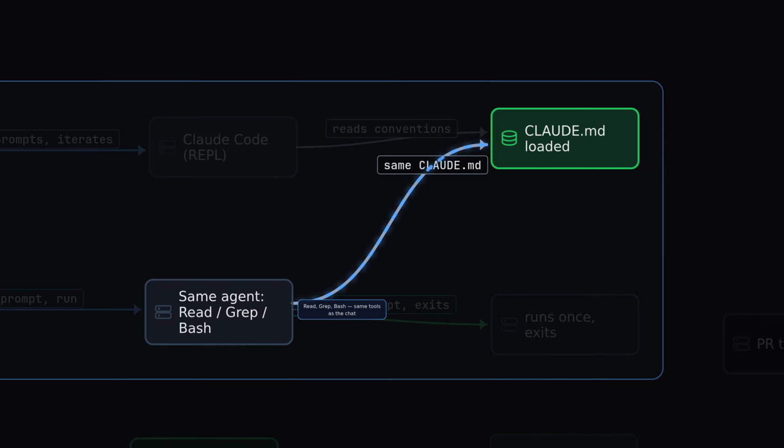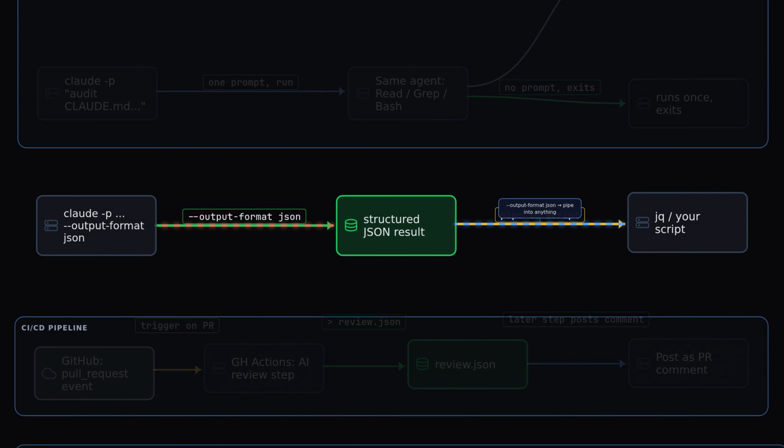Crucially, headless is not a stripped-down mode. Same engine, same tools, same conventions. CLAUDE.md is loaded. Read, grep, and bash all work. Add output format JSON, and the result becomes structured. Now you can pipe it into jq or any script. Machine-readable output is what makes this automatable.